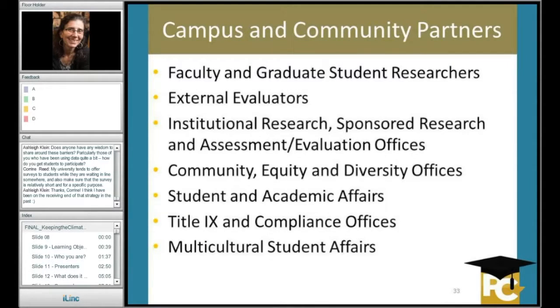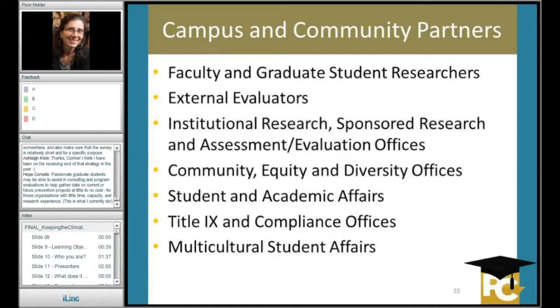So I want to highlight some of the campus and community partners before I turn it over to Leslie. We've already talked about faculty researchers. Many of you have graduate students on your campuses who can maybe assist you, even if their areas of expertise are not sexual and relationship violence and stalking. I would really encourage you to seek out faculty who would be willing to work with you in, again, either collecting data or interpreting data.